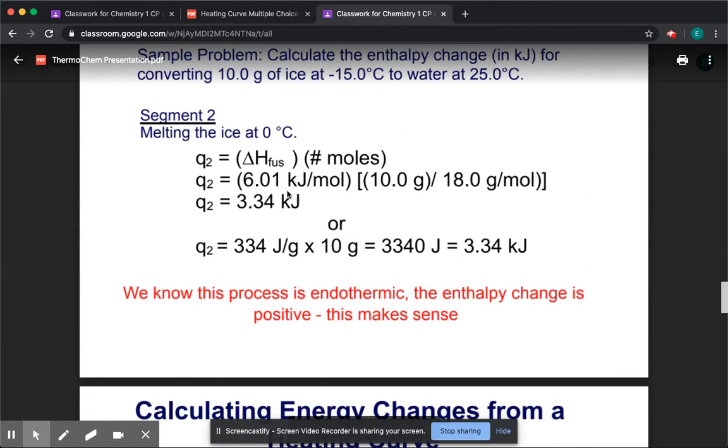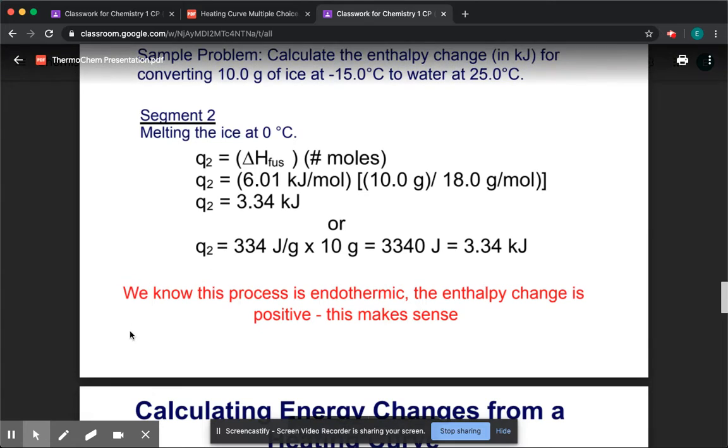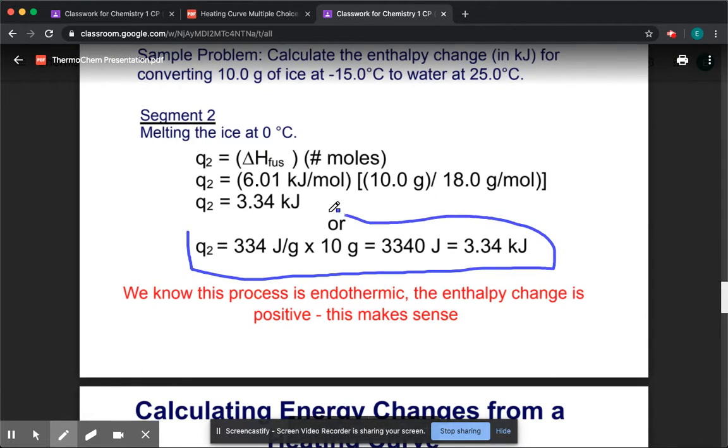What they do here is they use the kilojoules per mole one, but they convert it to kilojoules per gram. I don't know why they did that. Or they convert the grams to moles. That to me would be a waste of time. This one, the bottom one, this would be the easier one. So you just take your heat of fusion and you multiply it by how much of the thing you have. So 334 joules per gram, multiply that by 10 grams, and you get your value.